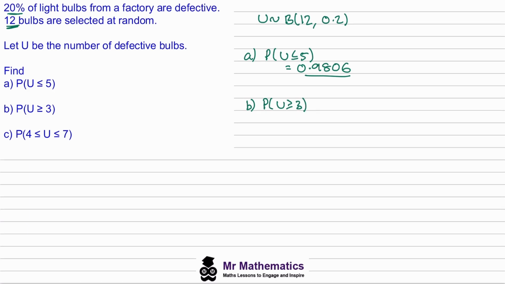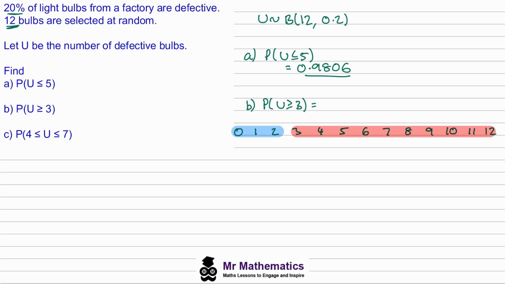And then for part B, find the probability of U being greater than or equal to 3. So even though we're looking at greater than or equal to, we can still use the cumulative distribution. If we look at the 12 trials, because we're looking at greater than or equal to 3, we're looking at these outcomes. But we know that through the 12 trials, we will get one of these outcomes. So together, they must all add up to make 1. So if we work out the probability of U being less than or equal to 2, this will become 1 minus that probability.